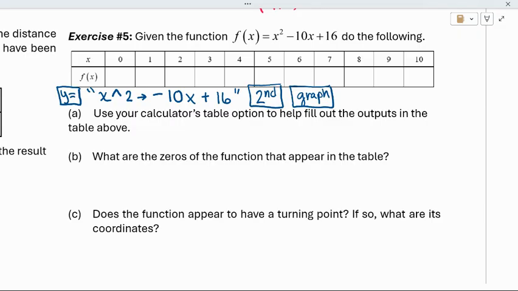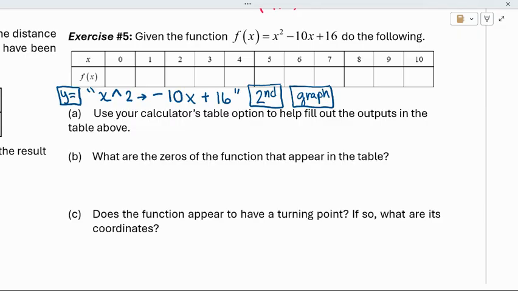Here's your table. Y equals x squared. Then you have to arrow over once to the right to get out of the top. Okay? Minus 10x plus 16. Thanks, Wayne. Second graph. Second, and then graph. Perfect.